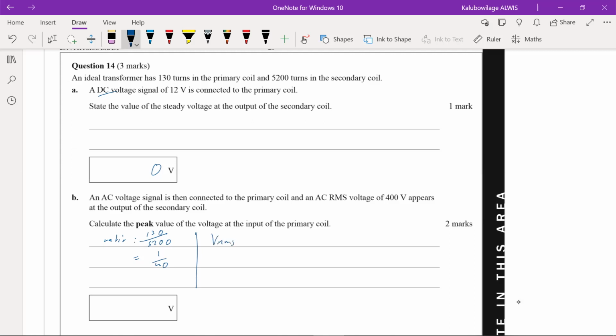VRMS in primary would be 10 watts. We find the peak, root 2 times IRMS, which is root 2 times 10.1 watts.